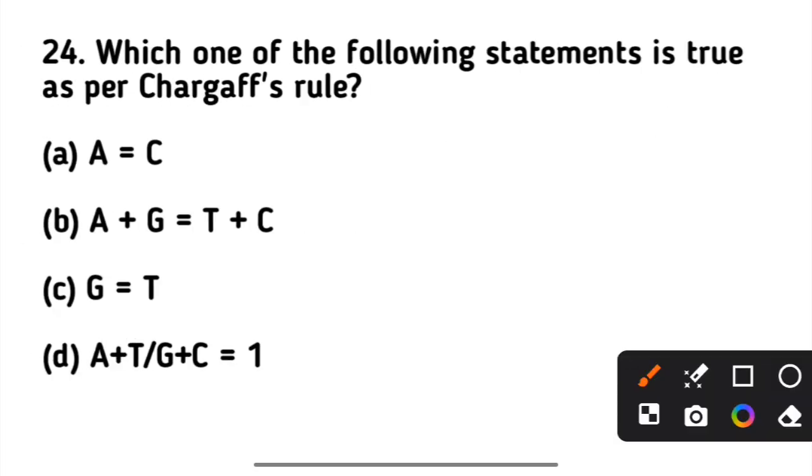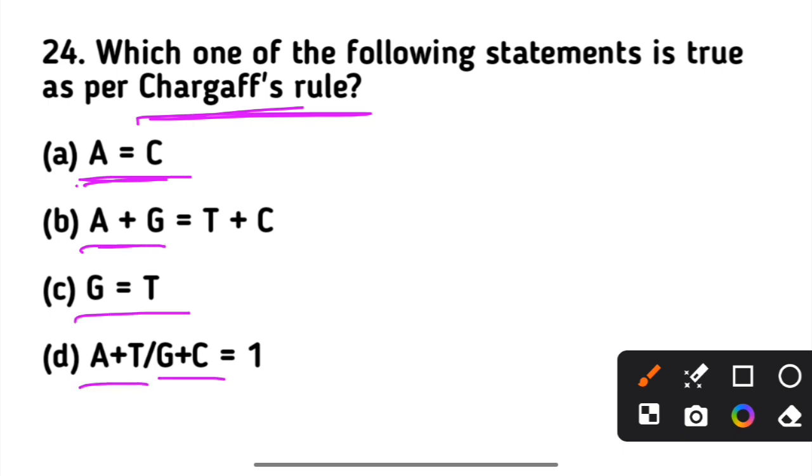Next, which one of the following statements is true as per Chargaff's rule? According to Chargaff's rule, the amount of adenine is equal to the amount of thymine, and the amount of guanine is equal to the amount of cytosine. Option B is correct.